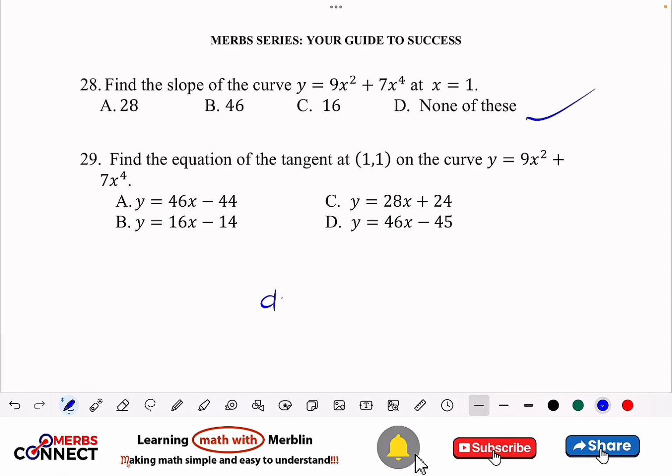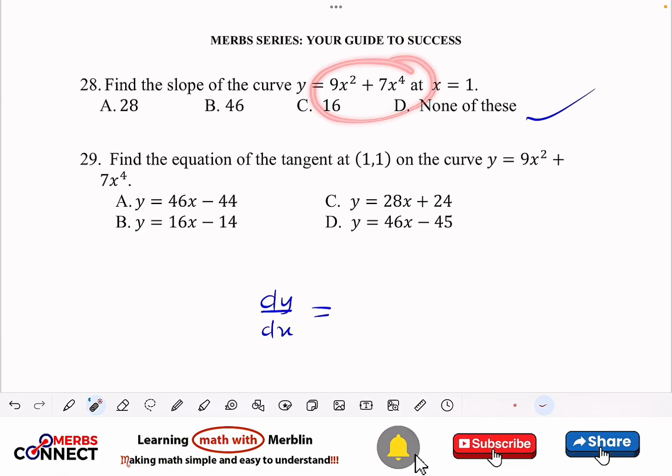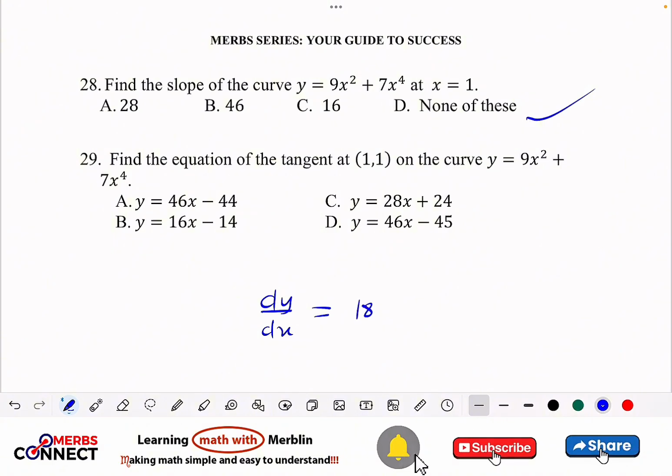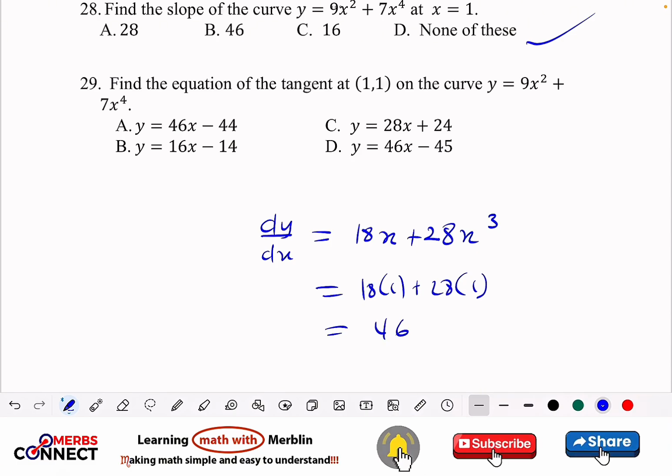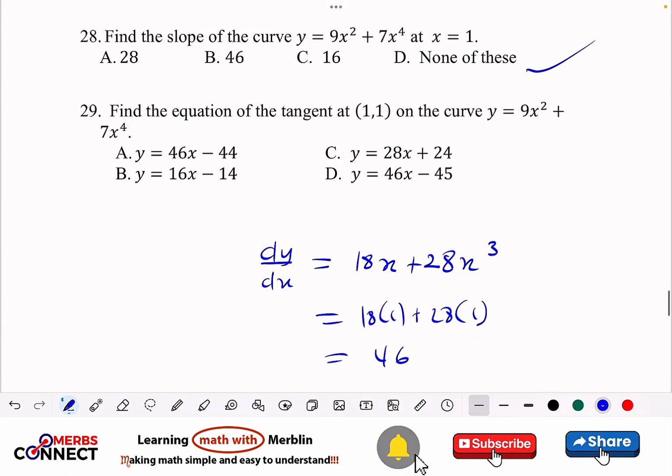So dy over dx is equal to, so we want to differentiate this, use the power rule. We are going to have 18x plus 7 times 4 is 28, x to the power 3. Right, so plug in 1, 18 times 1 plus 28 times 1, and then 28 plus 18 is going to give us 46. So that will be the slope.